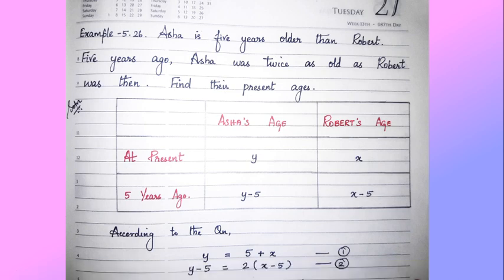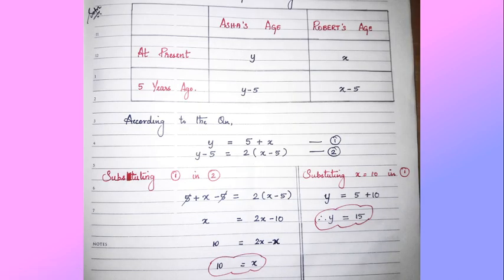According to the second information, 5 years ago, Asha was twice as old as Robert was then. So it means that 5 years ago, 5 subtracted from y is equal to twice as old as Robert was then, means again 5 years ago. So we made two equations in the form of linear equations with two variables, x as well as y.